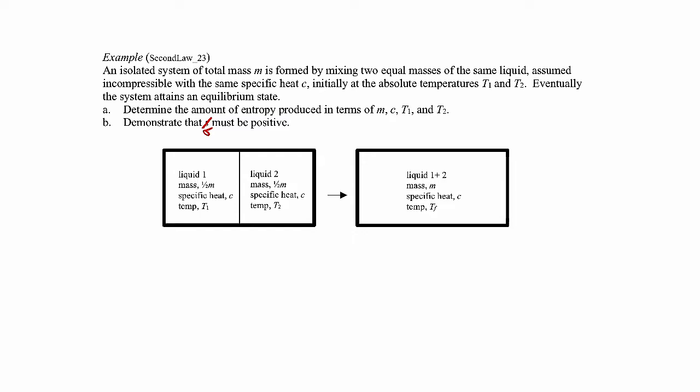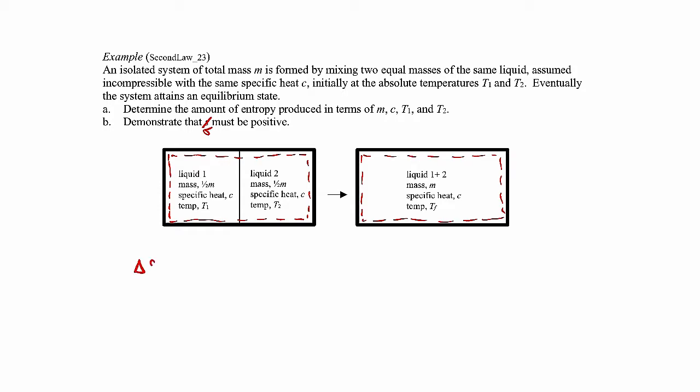So the way we'll get started with this is we're going to use the entropy equation, since we're trying to find the amount of entropy produced. And that entropy equation is going to be applied to a control volume that surrounds the liquids in the container. So this is really the same control volume, just at different times. So we'll write out the entropy equation in full. Okay, so there's our entropy equation.